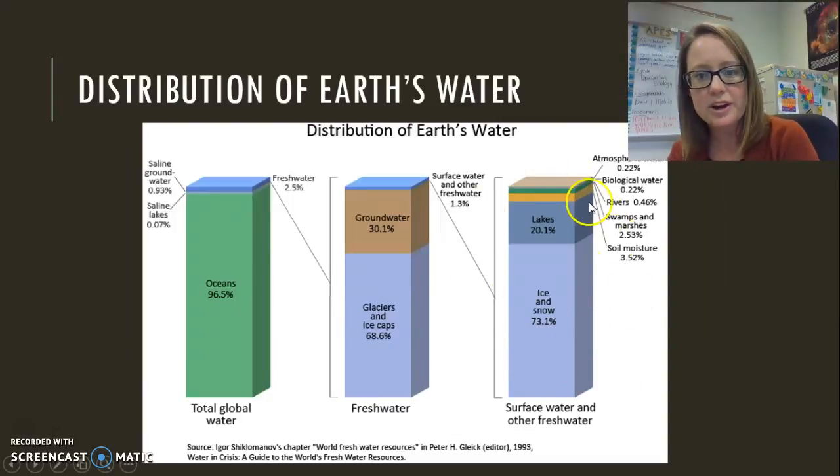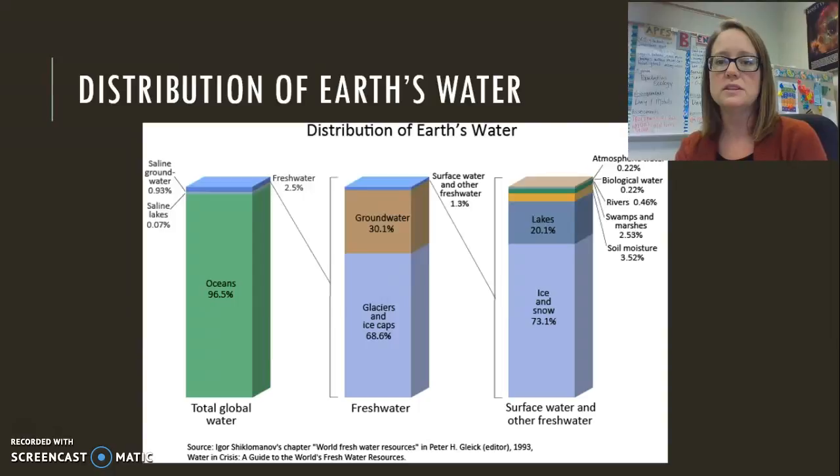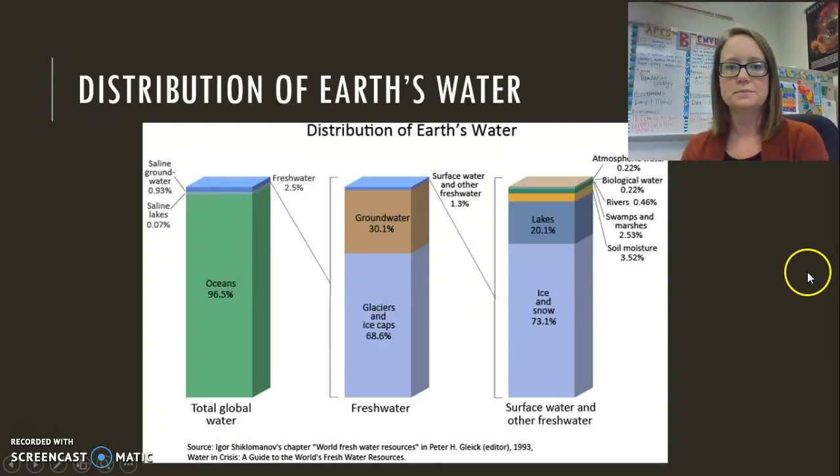So our third bar here is the surface water. And if you see there, of the surface water, 73% is ice and snow. 20% is lakes. Some of that water is atmospheric water, biological water, so what's found in living organisms, rivers, swamps, and even water in the soil. We consider that the topsoil. Water that's in deeper soil would be groundwater.